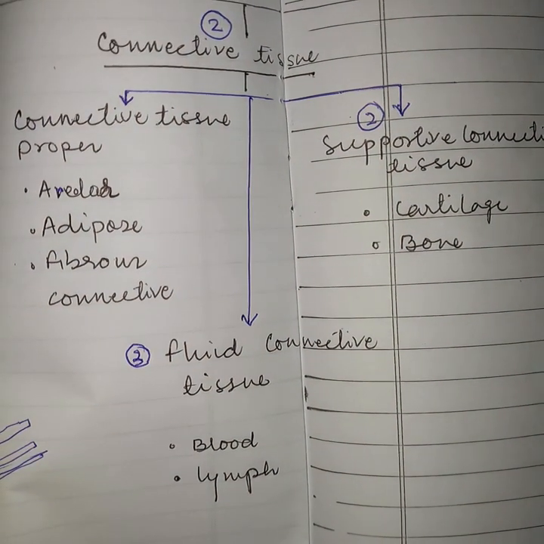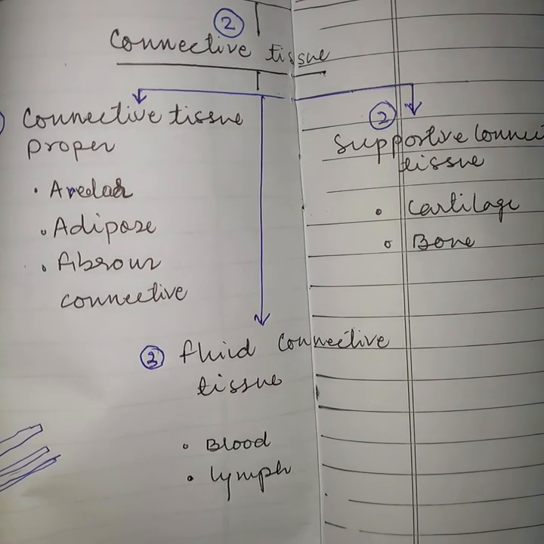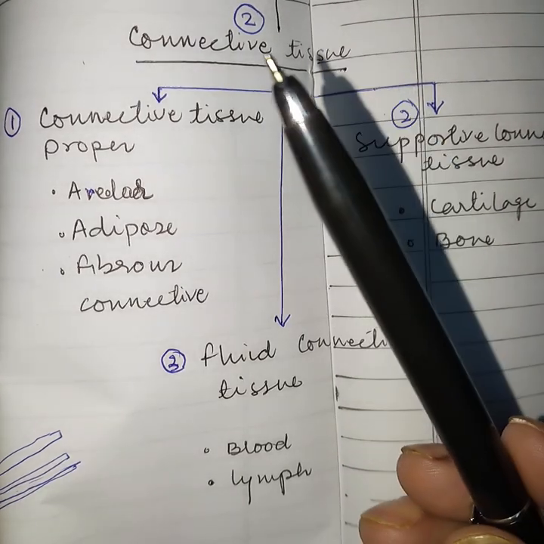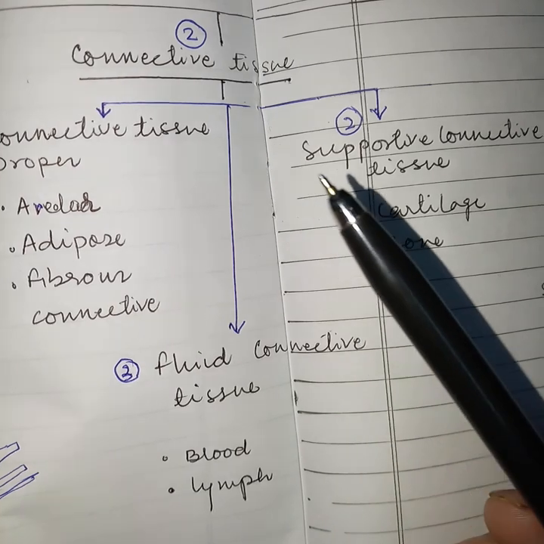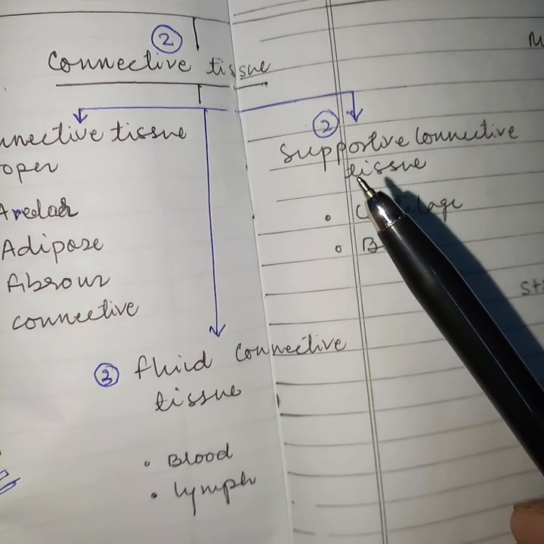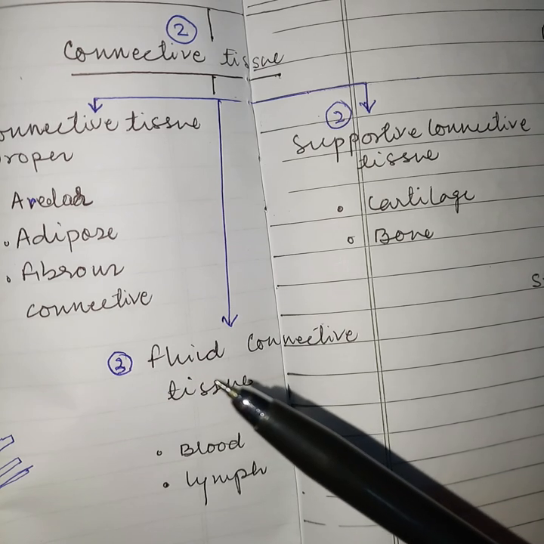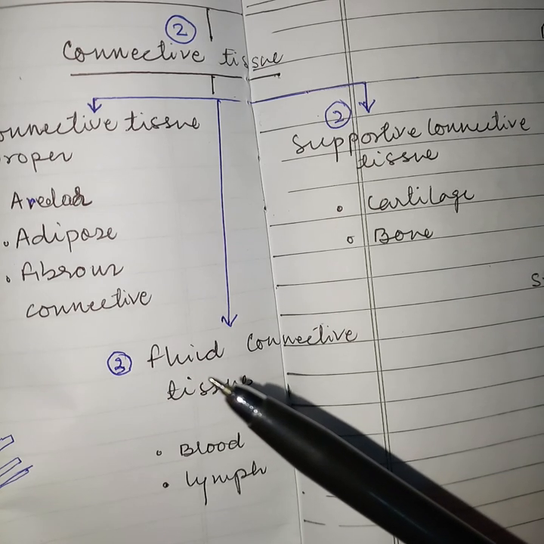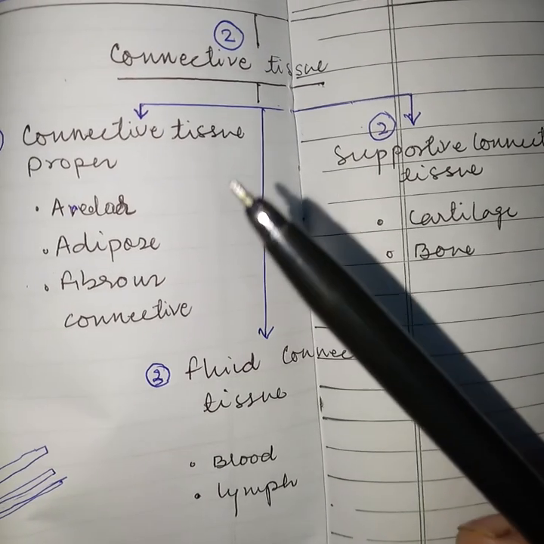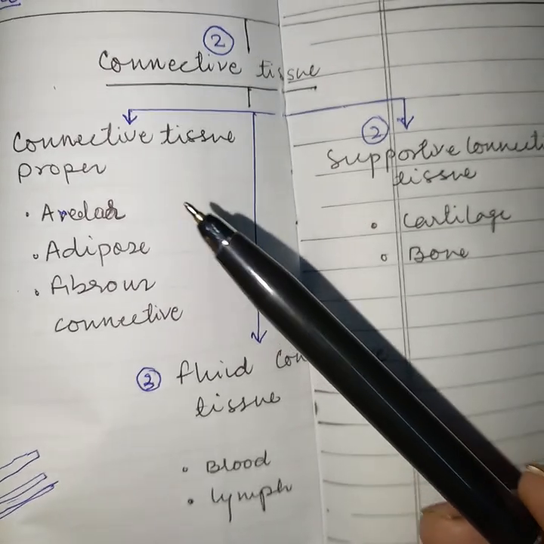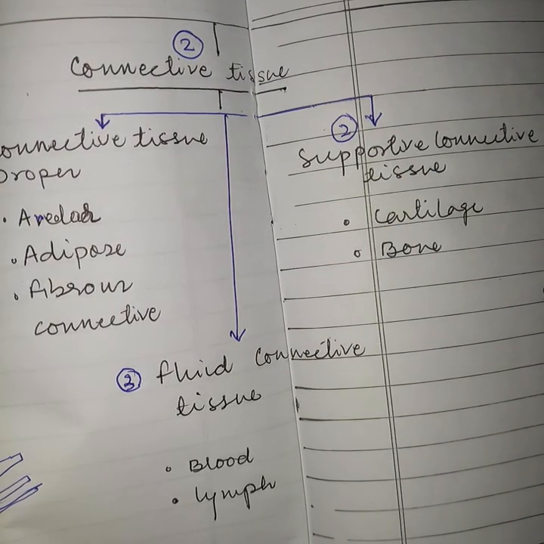So first of all, we will discuss the different types of connective tissue. There are three types of connective tissue. The first one is called connective tissue proper. Second is supportive connective tissue, and third is fluid connective tissue. So altogether, connective tissue is classified into three different types: connective tissue proper, supportive connective tissue and fluid connective tissue.